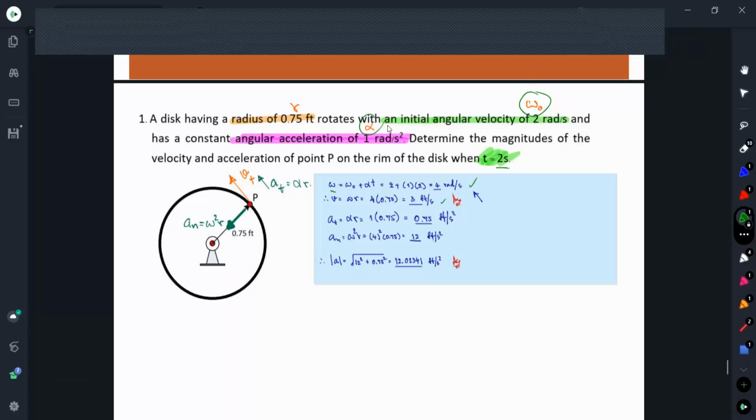Then we move to the acceleration, which is composed of two components. For rotation about a fixed axis, we have two components, same as circular motion. AT is equal to alpha r, which is 0.75 feet per second squared, and an is equal to omega squared r, which is 12. So the magnitude of acceleration becomes 12.0231 feet per second squared. This completes this problem.